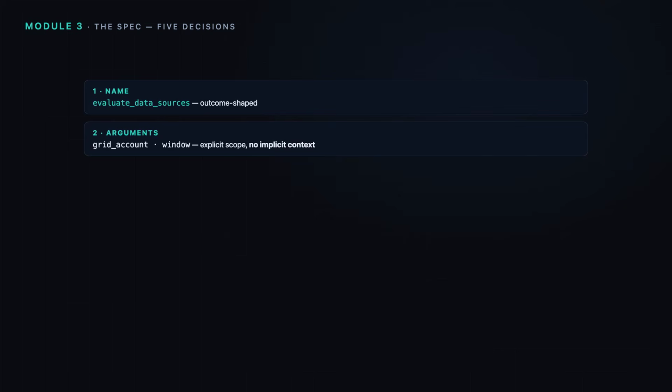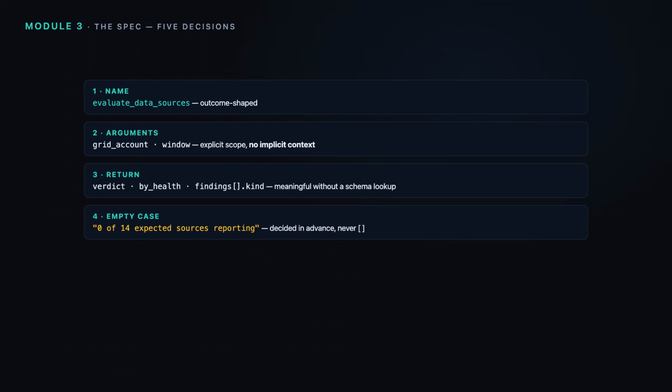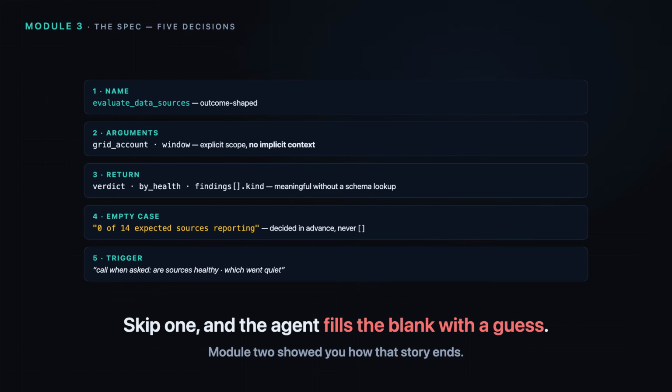Every capability you ship is 5 decisions, and you should be able to recite them for each one. The name, outcome shaped. The arguments, every one explicit. The scope, the window. No context the agent is supposed to magically know. The return, every field named, so it means something without a schema lookup. The empty case, what comes back when there is nothing to report, decided in advance. And the trigger, one sentence that says when an agent should reach for this. Write those 5 down and you have a spec. Skip one, and the agent fills the blank with a guess. And Module 2 showed you exactly how that story ends.